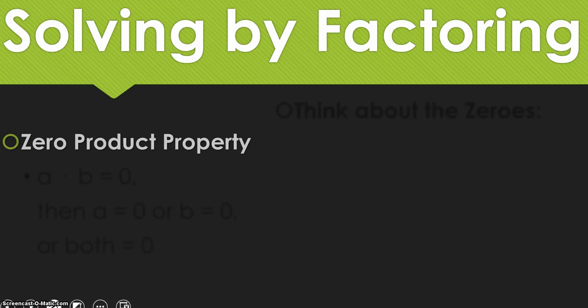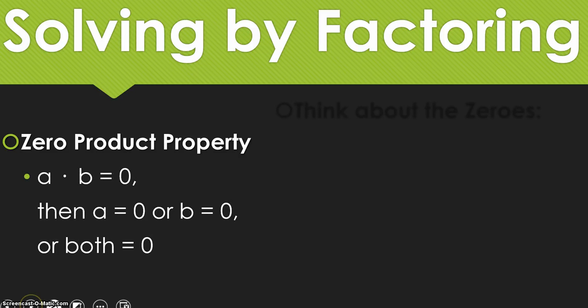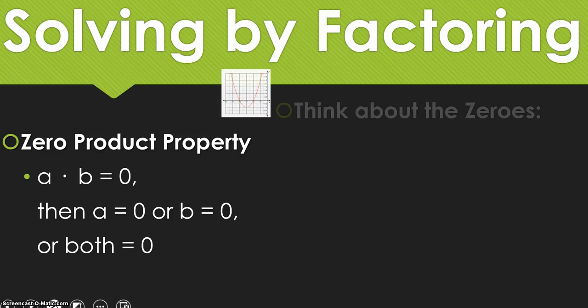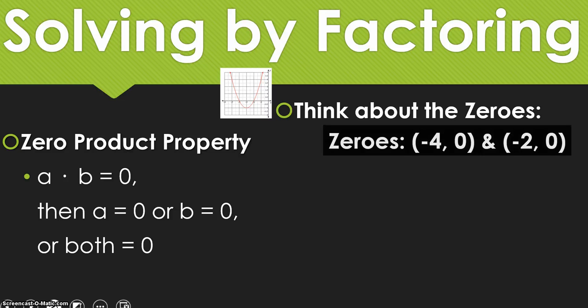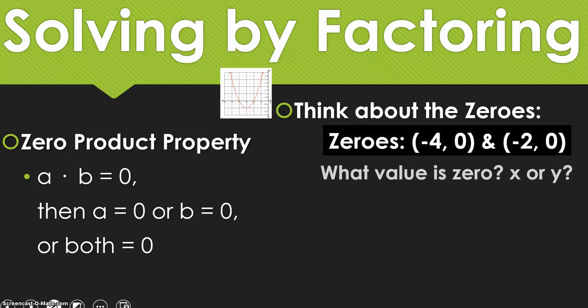So we need to know about the zero product property. What it's saying is if a times b is equal to 0, then a equals 0 or b equals 0, or both of them have to equal 0. So let's think about the zeros. (-4, 0) and (-2, 0).